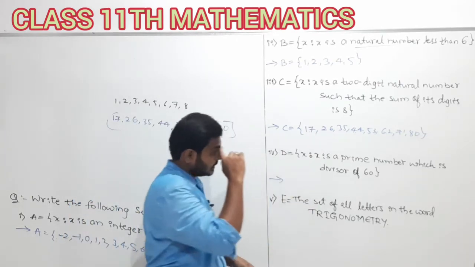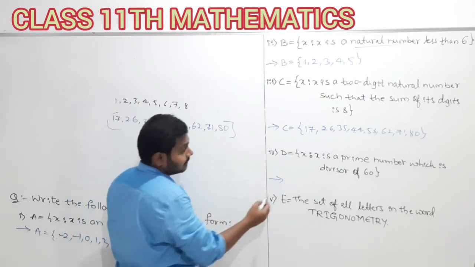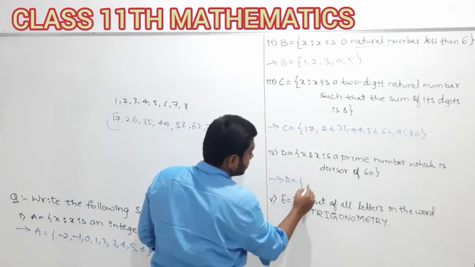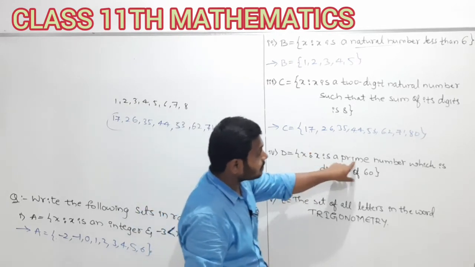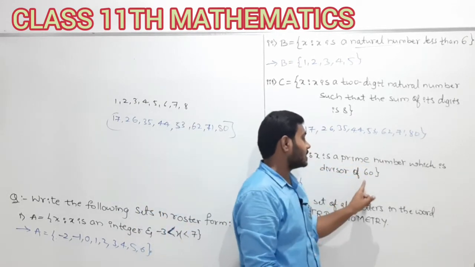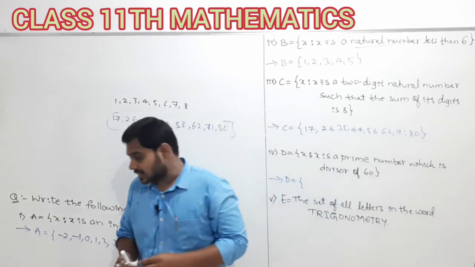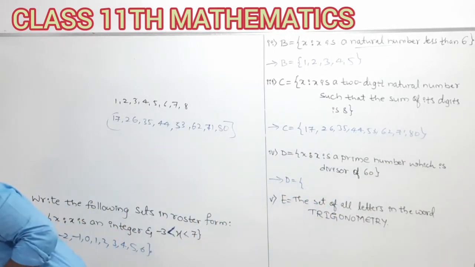And the next question is here, my dear students. What is that? It is the collection of all elements x such that x is a prime number which is a divisor of 60. So divisor of 60 means what, my dear students? What is the answer for this?